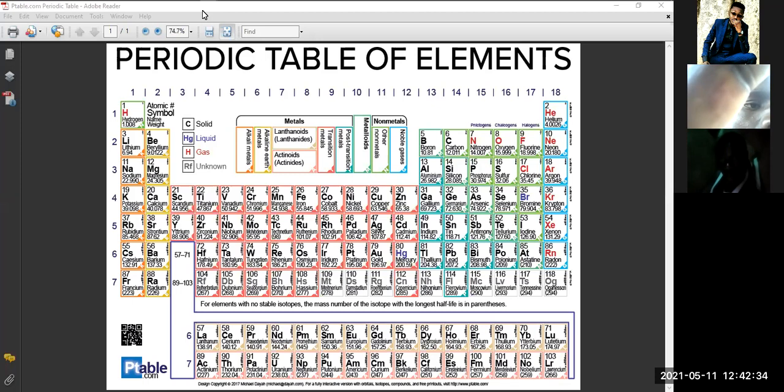Then I was explaining the number of neutrons. How to find the number of neutrons: you subtract the atomic number from the mass number, then you have the number of neutrons.